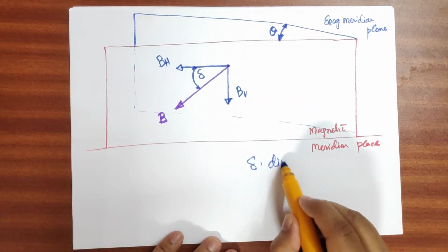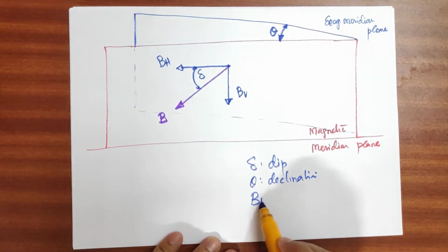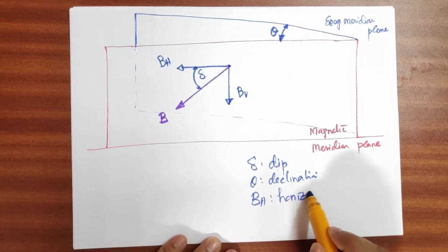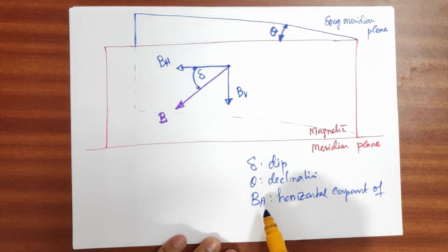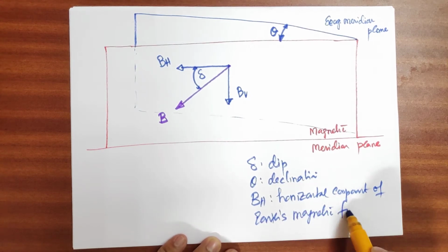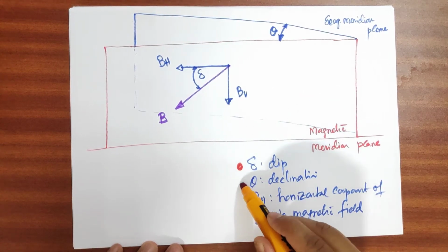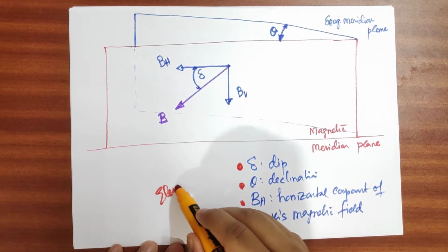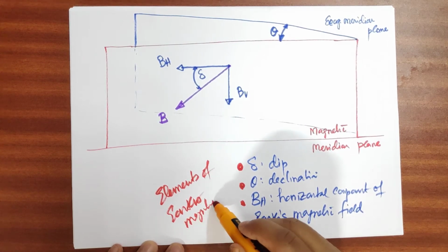So delta is dip, theta is declination, and BH is the horizontal component of Earth's magnetic field. So these three are the elements of Earth's magnetic field. These three, delta, theta and BH. So elements of Earth's magnetic field.